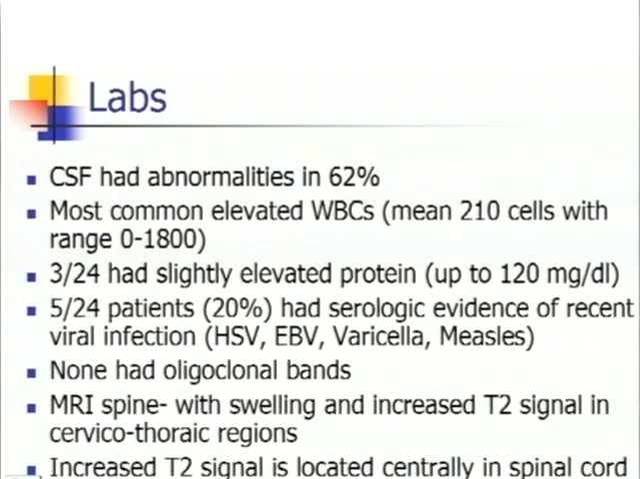oligoclonal bands. And the MRIs we've talked about before, they tend to be swelling and increased T2 signal within the thoracic regions, but some in the cervical regions and the lumbar regions. And the swelling tends to be located within the white matter of the central part of the spinal cord itself.